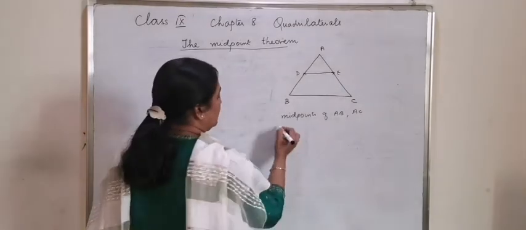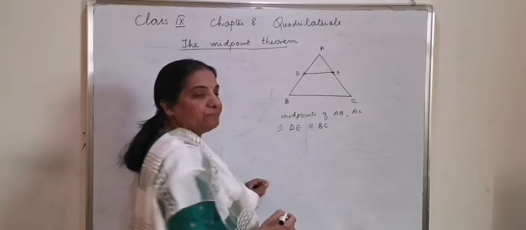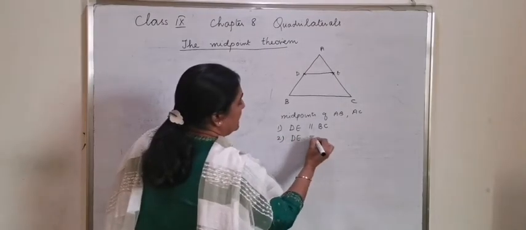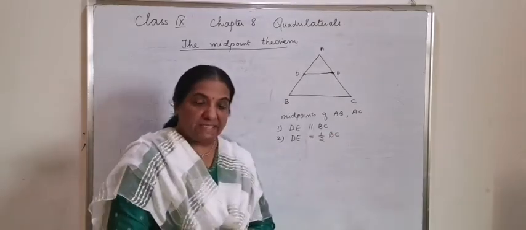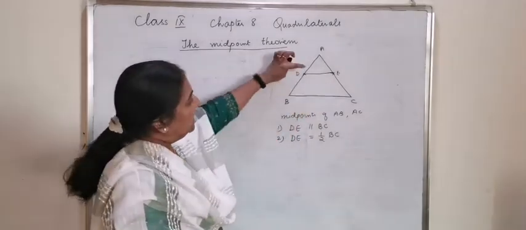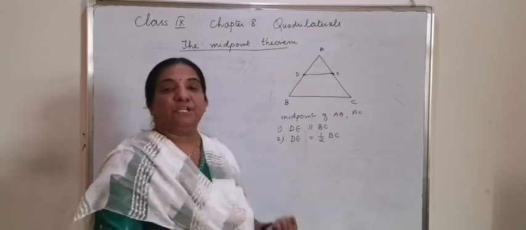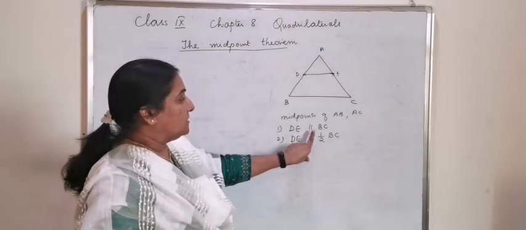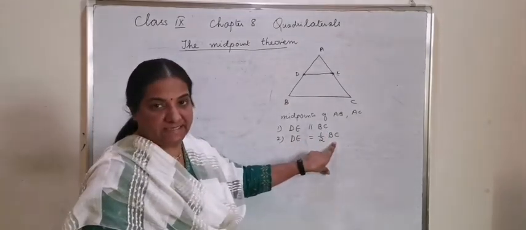The first conclusion is the line DE will be parallel to BC, and the second condition will be DE will be half of BC. That means midpoint theorem states that a line segment joining midpoints of any two sides of a triangle is parallel to the third side as well as half of the third side.